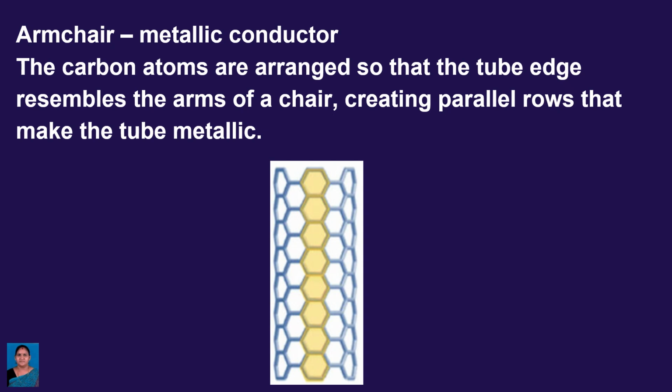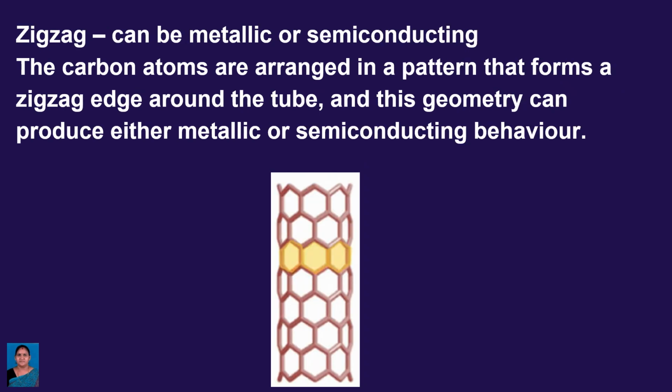Armchair: the carbon atoms are arranged so that the tube edge resembles the arms of a chair, creating parallel rows that make the tube metallic. Zigzag: the carbon atoms are arranged in a pattern that forms a zigzag edge around the tube, and this geometry can produce either metallic or semiconducting behavior.